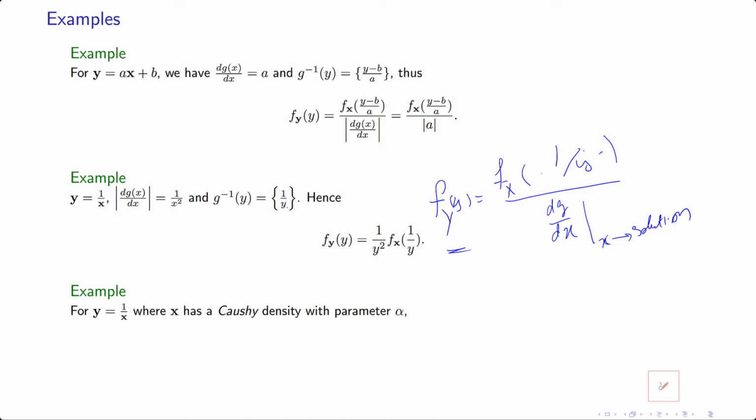And this derivative is equal to 1 over x squared. Here 1 over x squared is equal to y squared, because 1 over x is equal to y. So therefore I have to replace this by y squared, and this is why I get this solution.